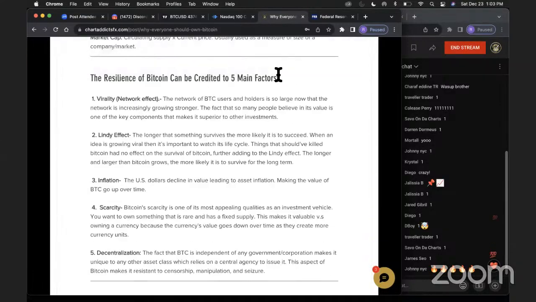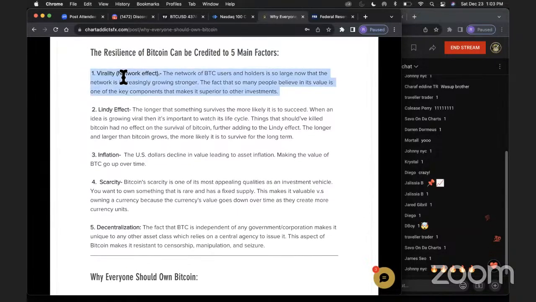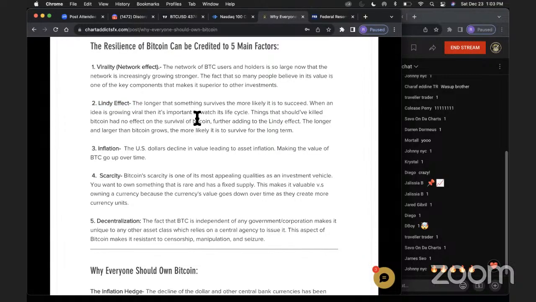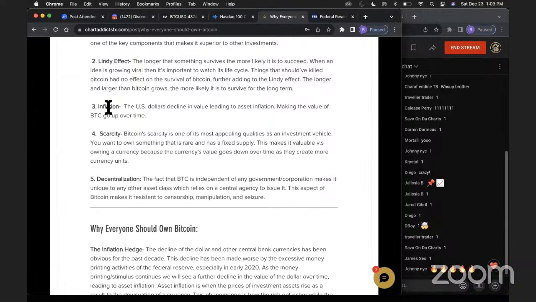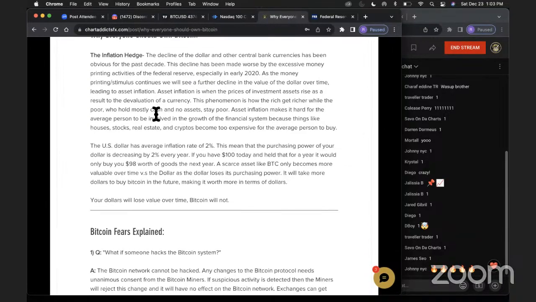The real reason why Bitcoin is going to pop off is because of these 5 main factors that I indicated, which is the virality, which is called the network effect; the Lindy effect, which is essentially the longer that something's around, the longer it's going to continue to be strong; inflation, as inflation gets higher, so will assets; scarcity, Bitcoin has a scarce supply, and so price is going to go up; and decentralization, which makes it resistant to a lot of the geopolitical wars that we're seeing.